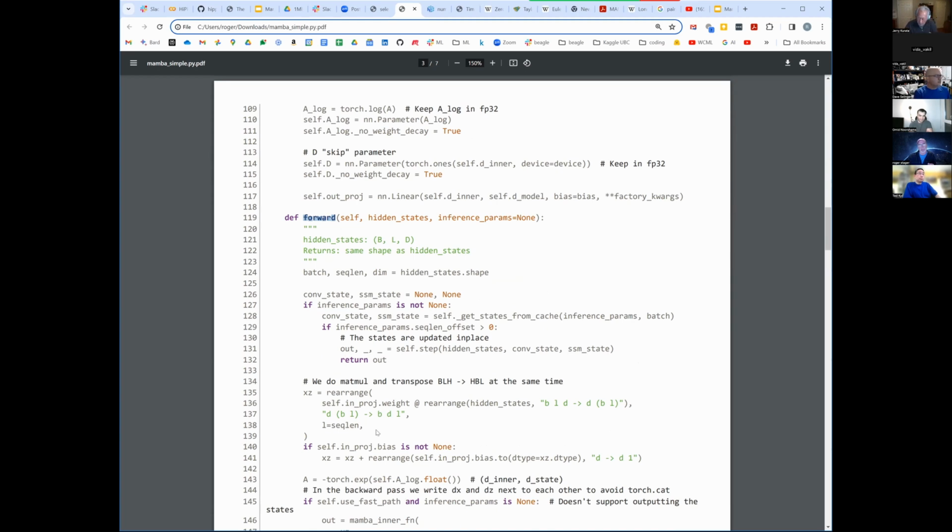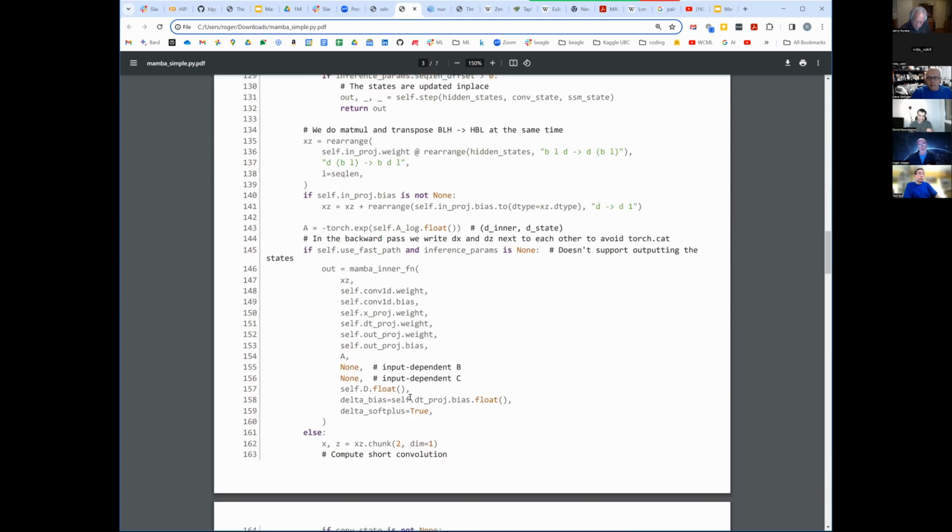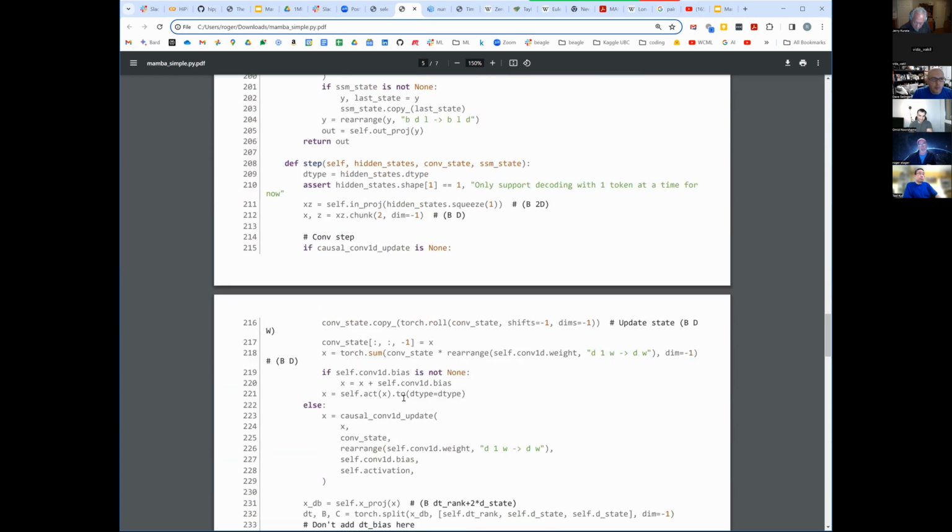Okay, this is the forward one. This is what you'd use in training. There's a bunch of stuff in here, but I'm going to skip forward to the step just because it's a little easier to read. This is the step, and this works with inference. It'll do one at a time, is what I understand. I think that's what it's saying.